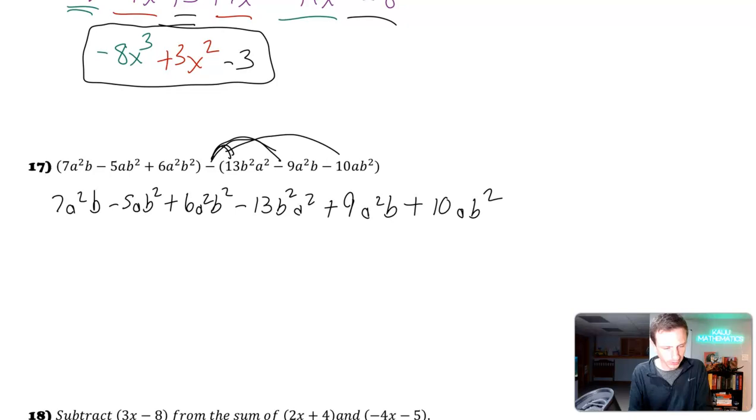Go through each term. 7a squared b, 9a squared b, those are like terms. Negative 5ab squared, let's see if we have anything here, be careful. Negative 5ab squared is going to be this, 10ab squared. 6a squared b squared, negative 13b squared a squared, like terms right here in the middle. Don't let that fool you, they're just flipped around.